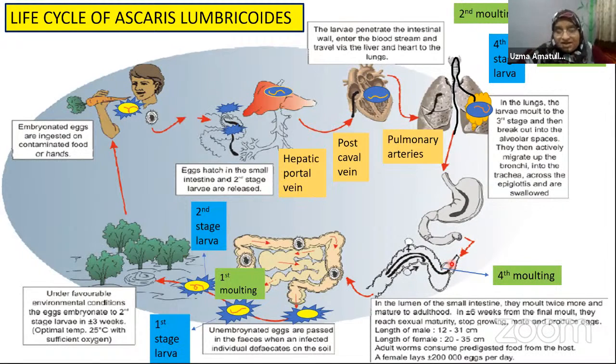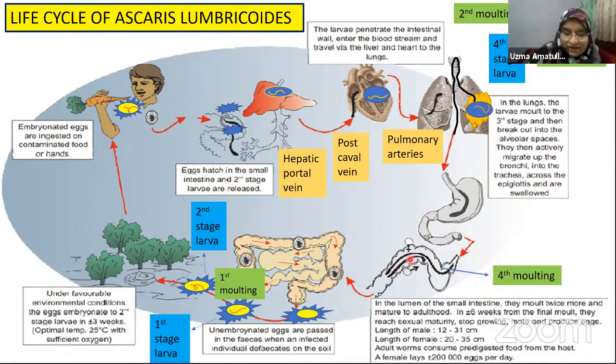In the small intestine, again, there will be a molting, the fourth molting, which is the last molting. Then the larva will transform into a small worm, a young worm. This young worm will grow in size, and then it will attain sexual maturity. It will become an adult worm. So this is the life cycle of Ascaris lumbricoides.